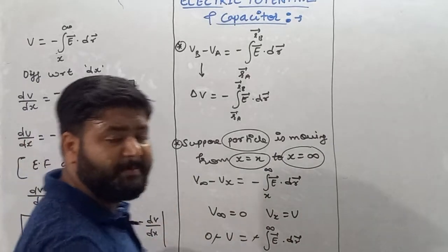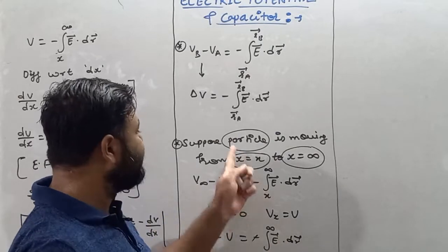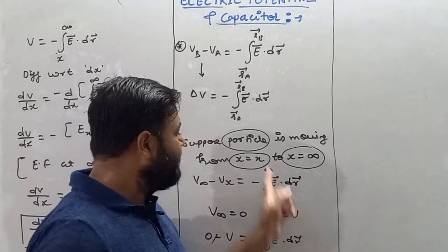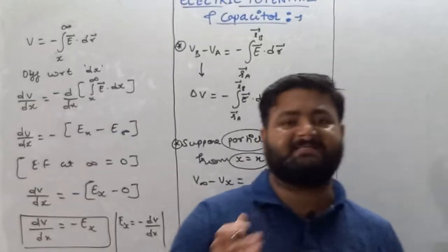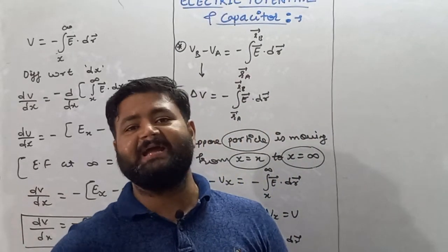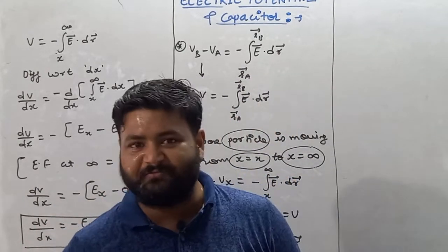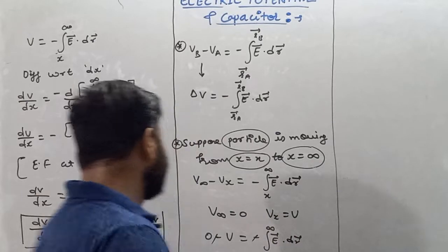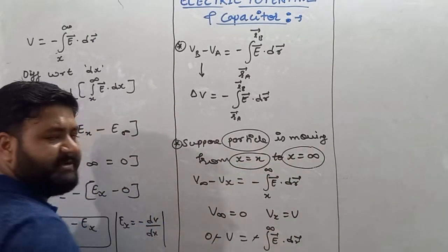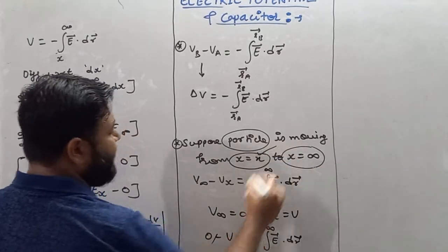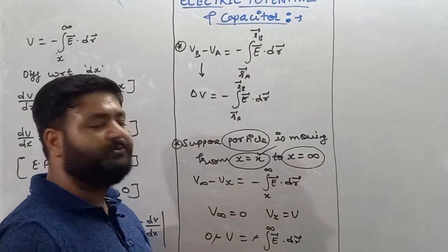My dear student, remember this thing. I am only moving the charge, or we can say we are moving the particle only along the x-axis. If the particle is moving only along the x-axis, it means y and z remain constant. So the particle is moving from x to x equals infinity. It implies the value of x1 is x and the value of x2 is infinity.